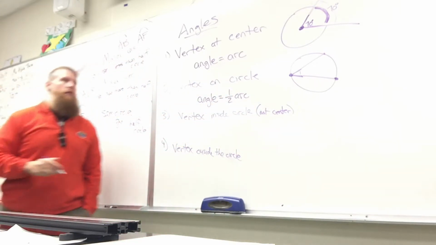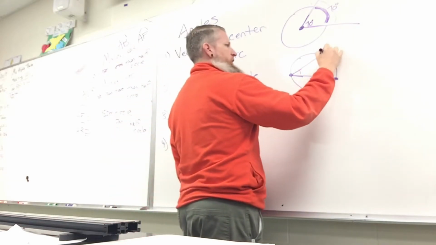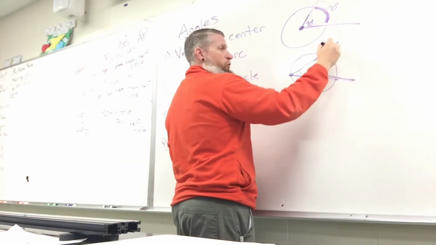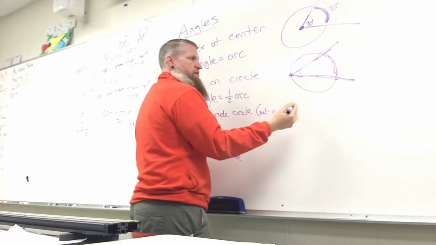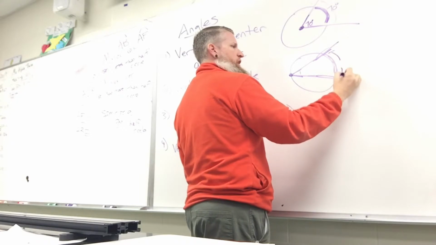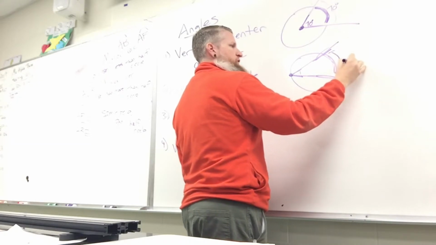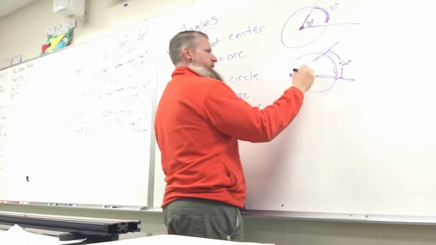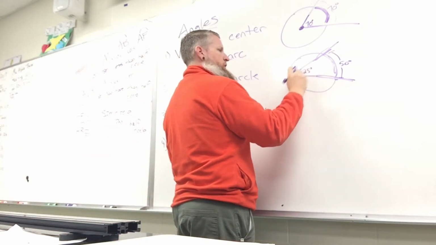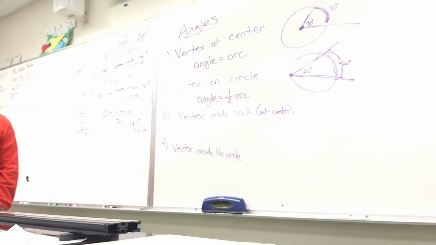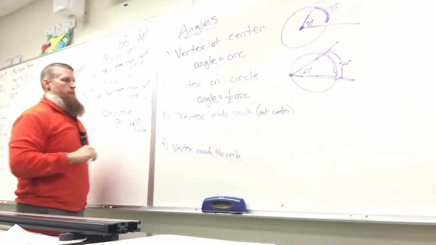Okay, so the arc that I'm looking at is the one that's in between the two sides. So if I told you from here to here was like 50 degrees, this one here would be 25 degrees. Okay, they always have to be in that relationship. The angle's never going to be bigger than the arc that it opens up to. Okay?